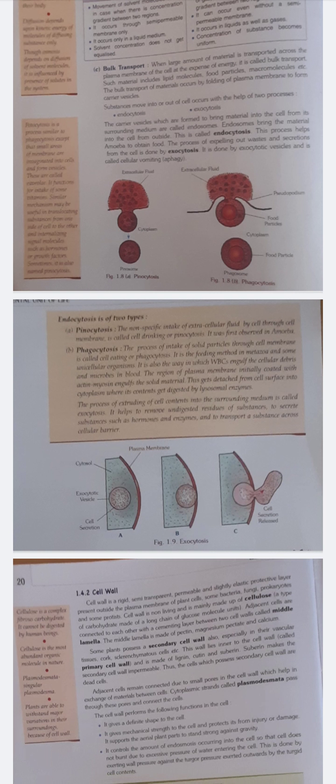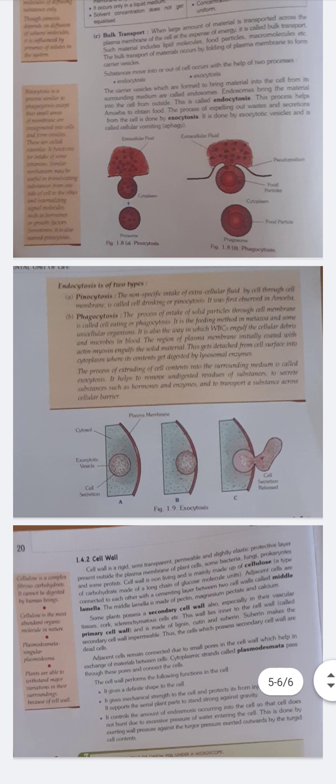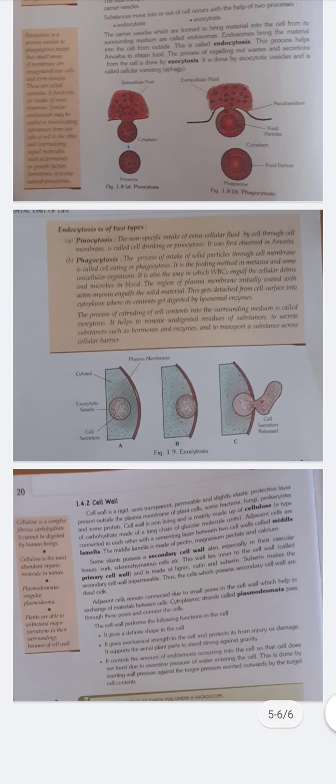The adjacent cells are connected to each other with a cementing layer between the two cells, called the middle lamella. The middle lamella is made up of pectin, magnesium pectate and calcium pectate. There are two types of cell walls present, the primary cell wall and the secondary cell wall. The secondary cell wall is especially present in vascular tissues. What are vascular tissues? They are the xylem and phloem, and the cork, sclerenchyma and collenchyma cells.